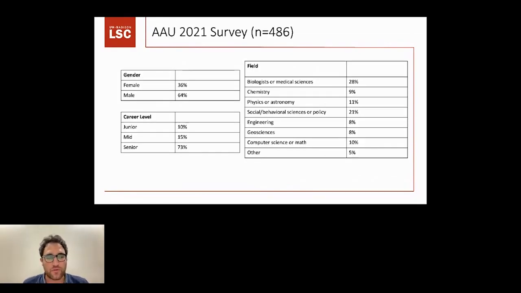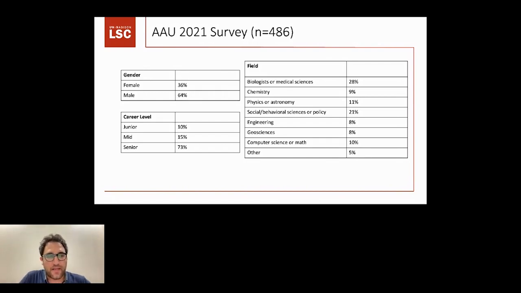And so just to give you an overview of the demographics of the survey, as Sarah alluded to in her study, our sample was overwhelmingly male, more senior, and tended to be from more of the biological and medical sciences, as you can see here. This was a survey that we conducted, basically scraping information, email addresses, et cetera, of different faculty and researchers at different AAU-affiliated universities.